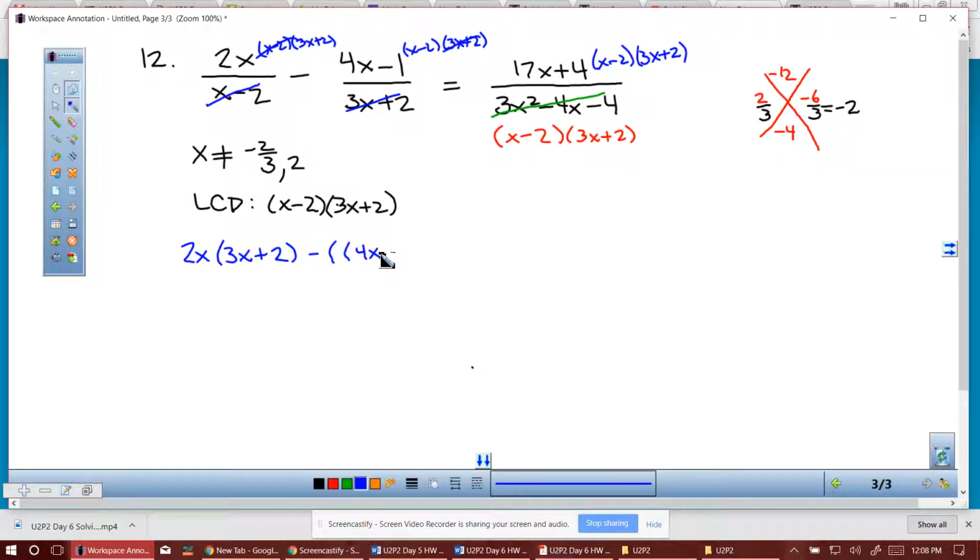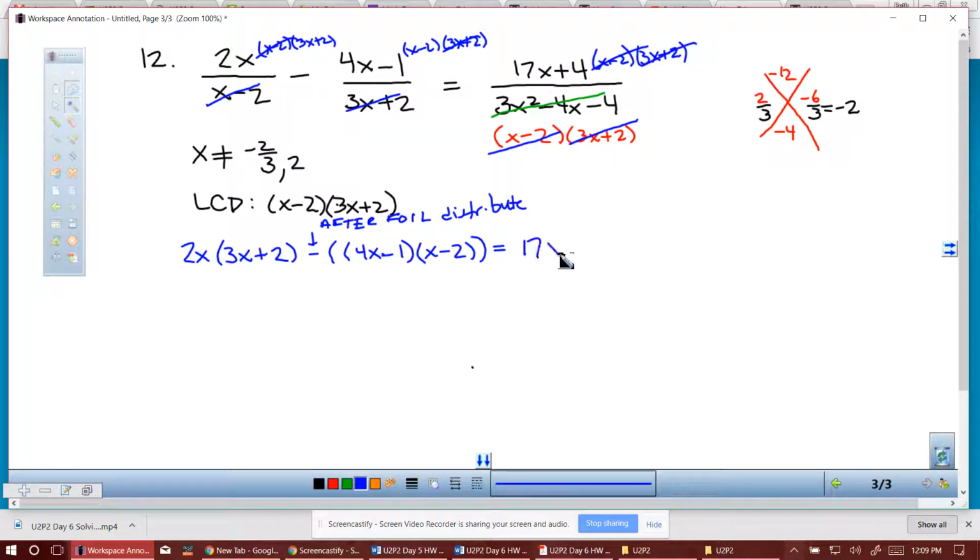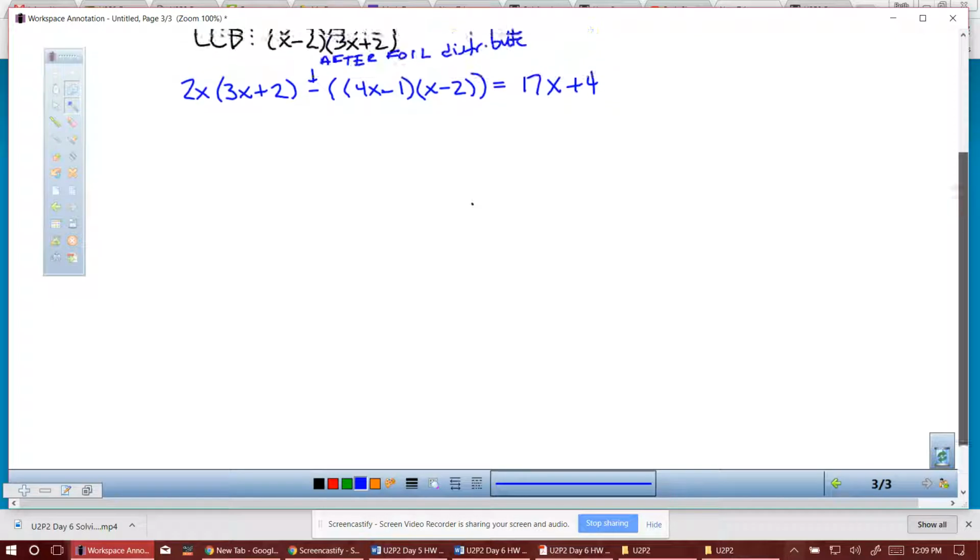Careful, don't mess up my problem. 4x minus 1 times x minus 2. I need the double set of parentheses because right here we are going to have to FOIL, and I'm going to put a little arrow because after we FOIL, that's when we distribute. Over here on the right side, both of the denominators cancel, so all I'm left with is 17x plus 4.